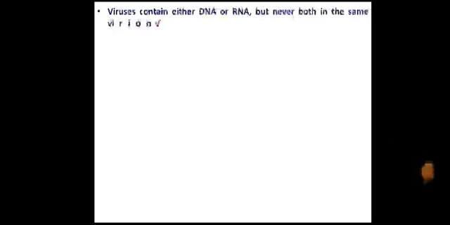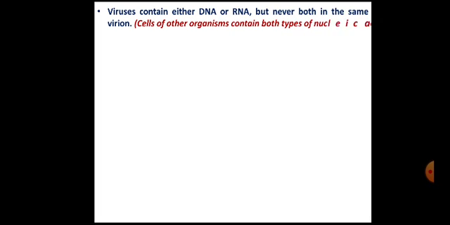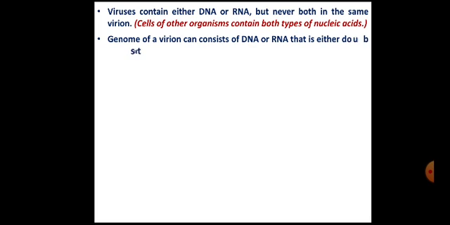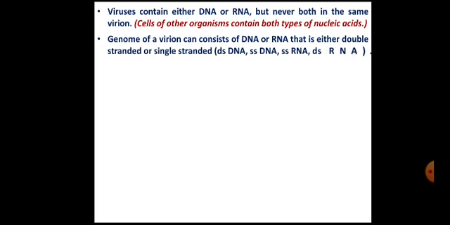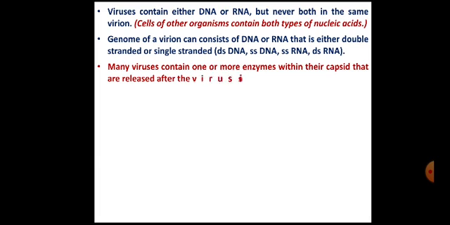So these are the general characteristics. Viruses contain either DNA or RNA, but never both in the same. But other cells, eukaryotic cell and prokaryotic cell, contain both DNA as well as RNA. The genome of a virion can consist of DNA or RNA, that is either double stranded or single stranded. Many of the viruses contain one or more enzymes like polymerase within their capsid that are released after the virus is uncoated in the host cell.